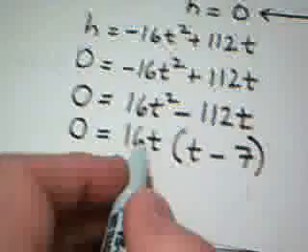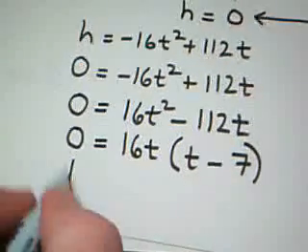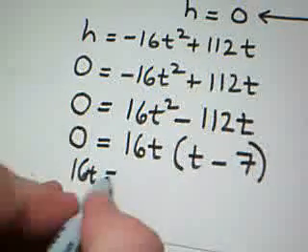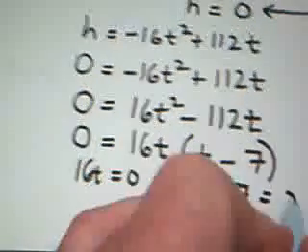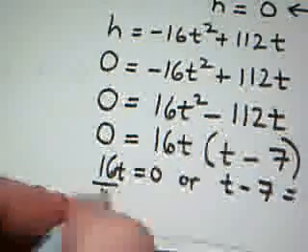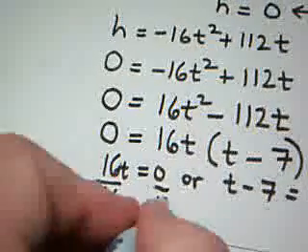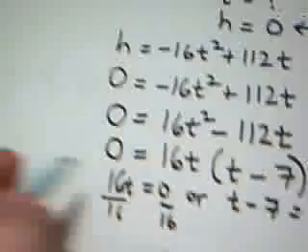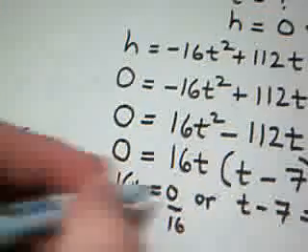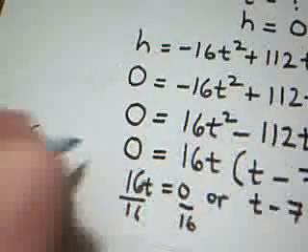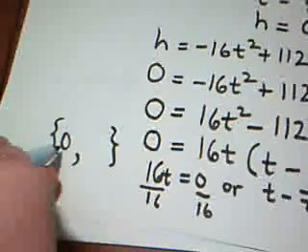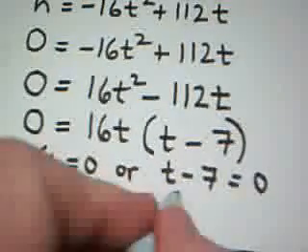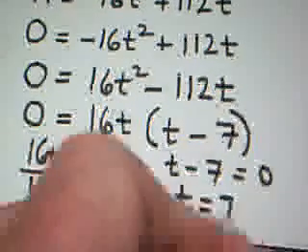If two factors are multiplied to give me 0, then either the first factor is 0 or the second factor is 0. In this first case, I divide both sides by 16, and one answer, 0 divided by 16 is 0. But to be honest, that's not really my most exciting answer. I really kind of wanted to know when the object was going to return to the ground. And that would be this answer. T is equal to 7.